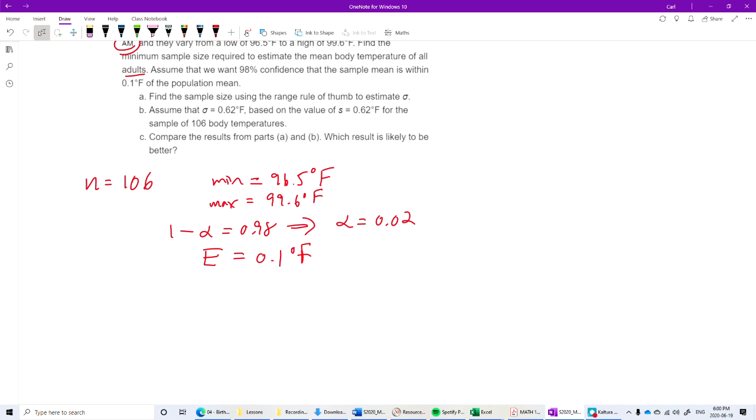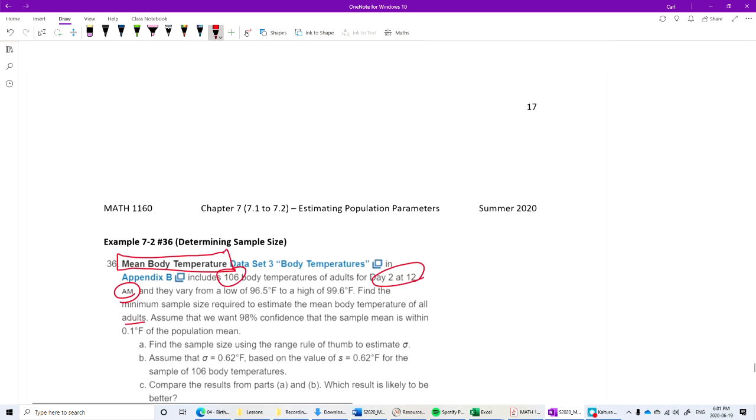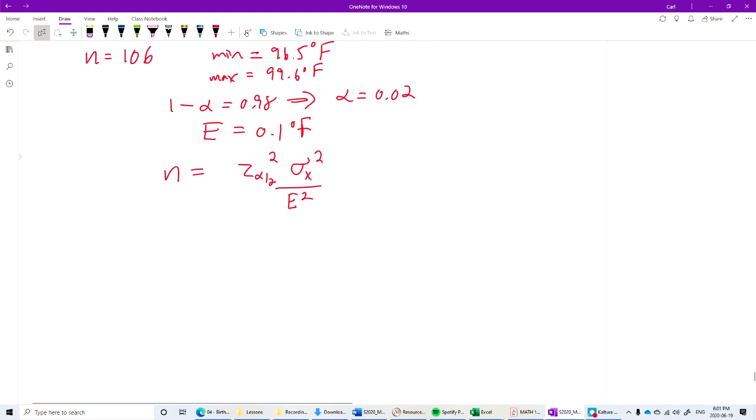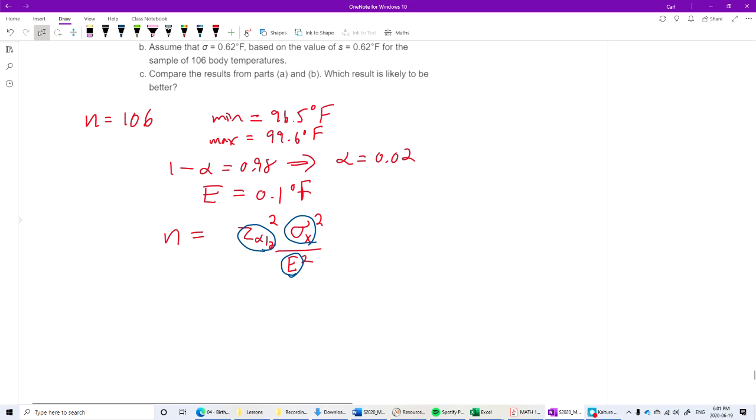Okay, so let's think about this. What's our formula for n? It's z alpha over 2 squared times sigma squared over e squared, and we're going to have to round that up. But let's think for a second, what do we already know? We know the e. I can figure out the critical z value, but the sigma I don't know. Let's just put in the things we do know.